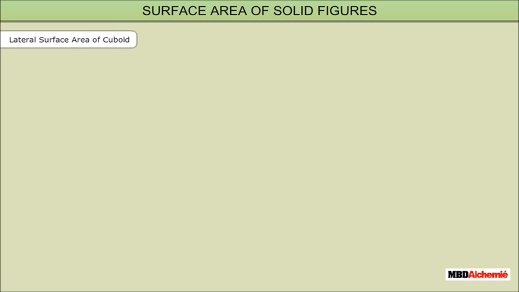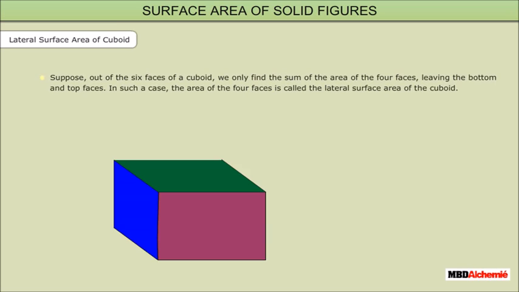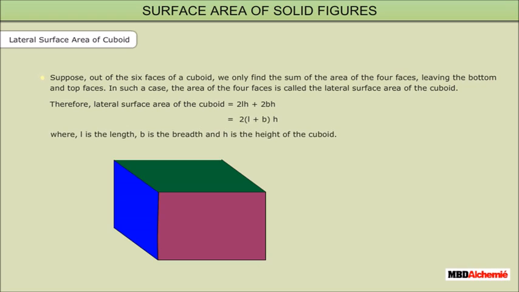Lateral surface area of cuboid. Suppose out of the 6 faces of a cuboid, we only find the sum of the area of the 4 faces, leaving the bottom and top faces. In such a case, the area of the 4 faces is called lateral surface area of the cuboid. Therefore, lateral surface area of the cuboid is 2LH plus 2BH, which is equal to twice of L plus B into H, where L is the length, B is the breadth, and H is the height of the cuboid.